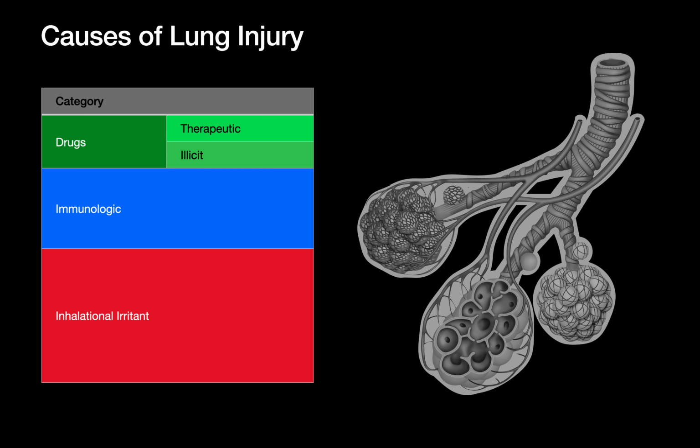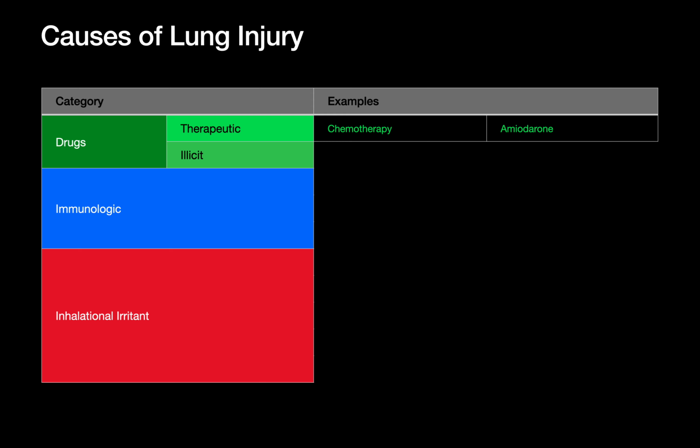Both therapeutic and illicit drugs can damage the microstructure of the lung. 2 common examples of therapeutic drugs that can injure the microstructure of the lung are chemotherapy agents and amiodarone, while 2 common examples of illicit drugs that can injure the lung microanatomy are crack cocaine and heroin.